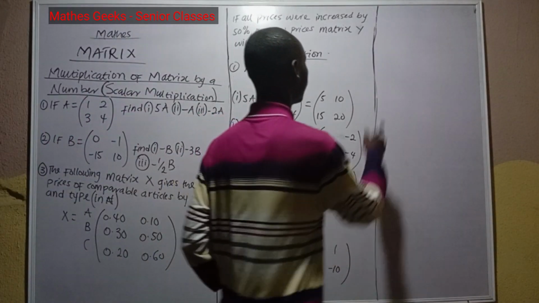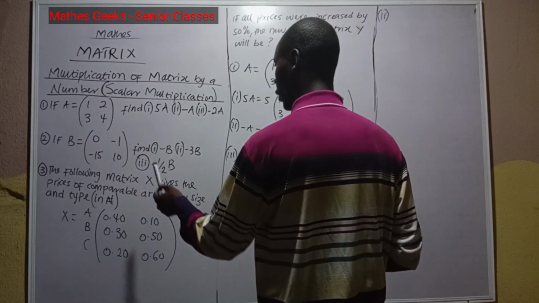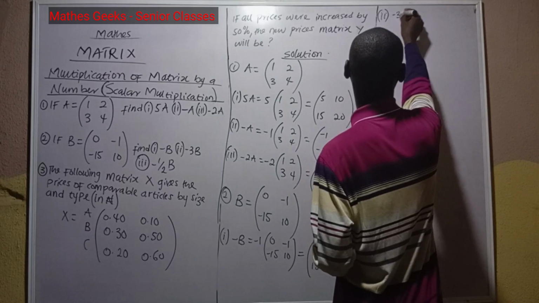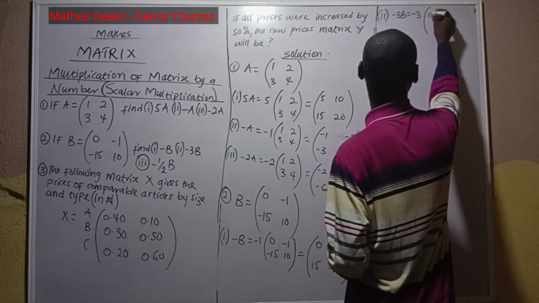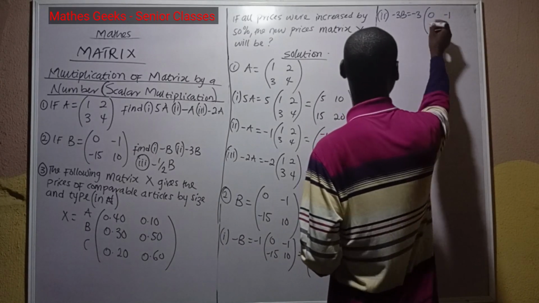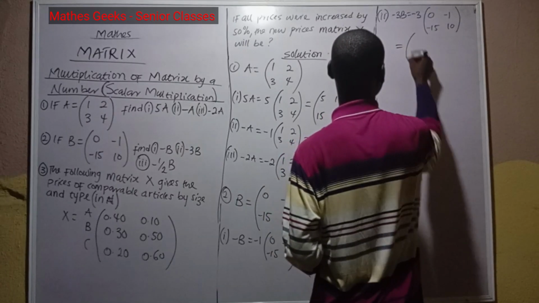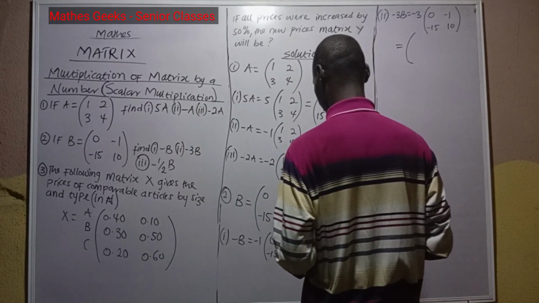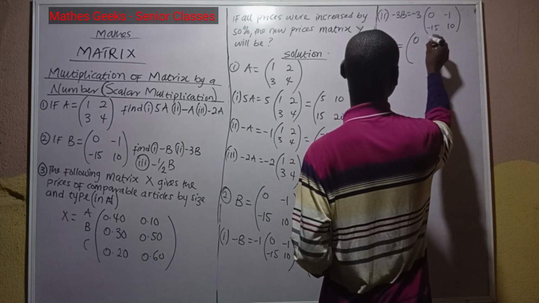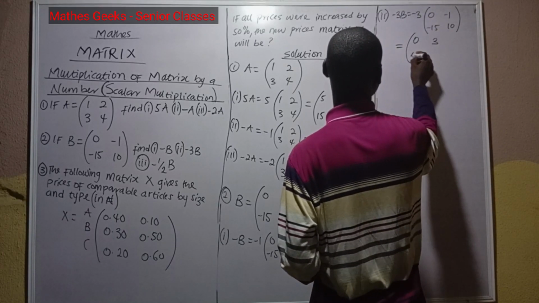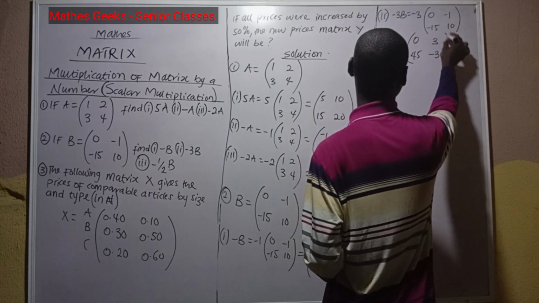Now figure 2 says minus 3B. So this is minus 3 times the matrix 0, minus 1, minus 15, 10, which is equal to, when multiplied by minus 3: minus 3 times 0 gives us 0. Minus 3 times minus 1 gives us 3. Minus 3 times minus 15 gives us 45. Minus 3 times 10 gives us minus 30.